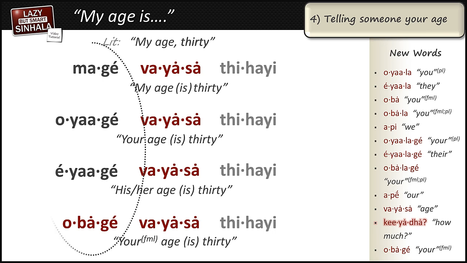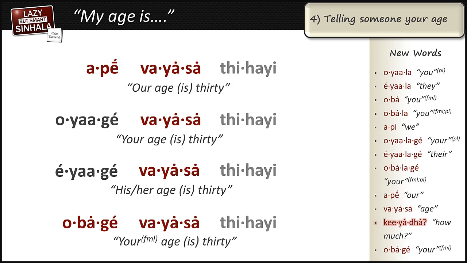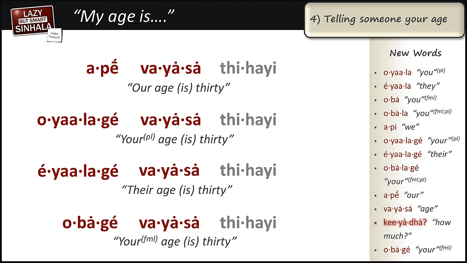If we wanted to replace these possessives with their plurals, everything else in the sentence structure stays the same. For example, ape vayasa tihai is our age is 30. Oyalage vayasa tihai is your age is 30 using the plural you. Ealage vayasa tihai is their age is 30 and obalage vayasa tihai is your age is 30 using the formal and plural your.